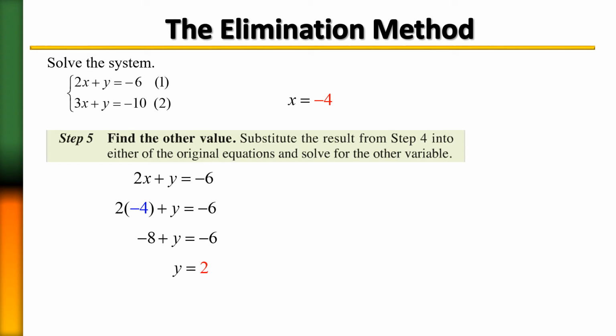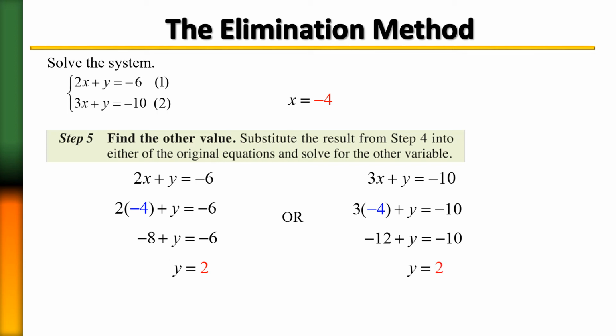Now for those of you who plugged x into the second equation, it's going to look like so. Removing the x and replacing it with -4 is going to look like so. 3 times -4 is -12. Last step to solving for y is to add 12 to each side. And again, y is 2, so our solution is -4, 2.